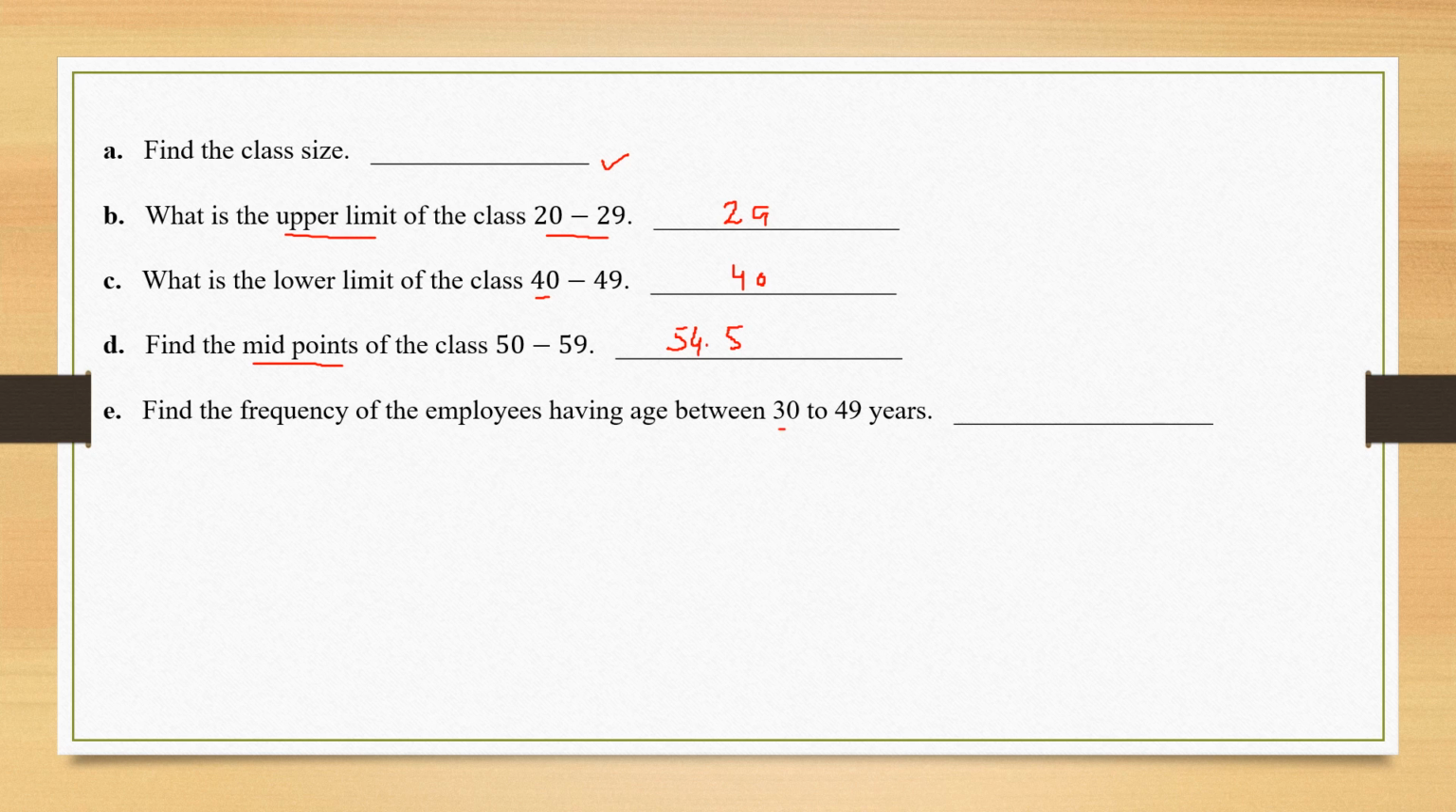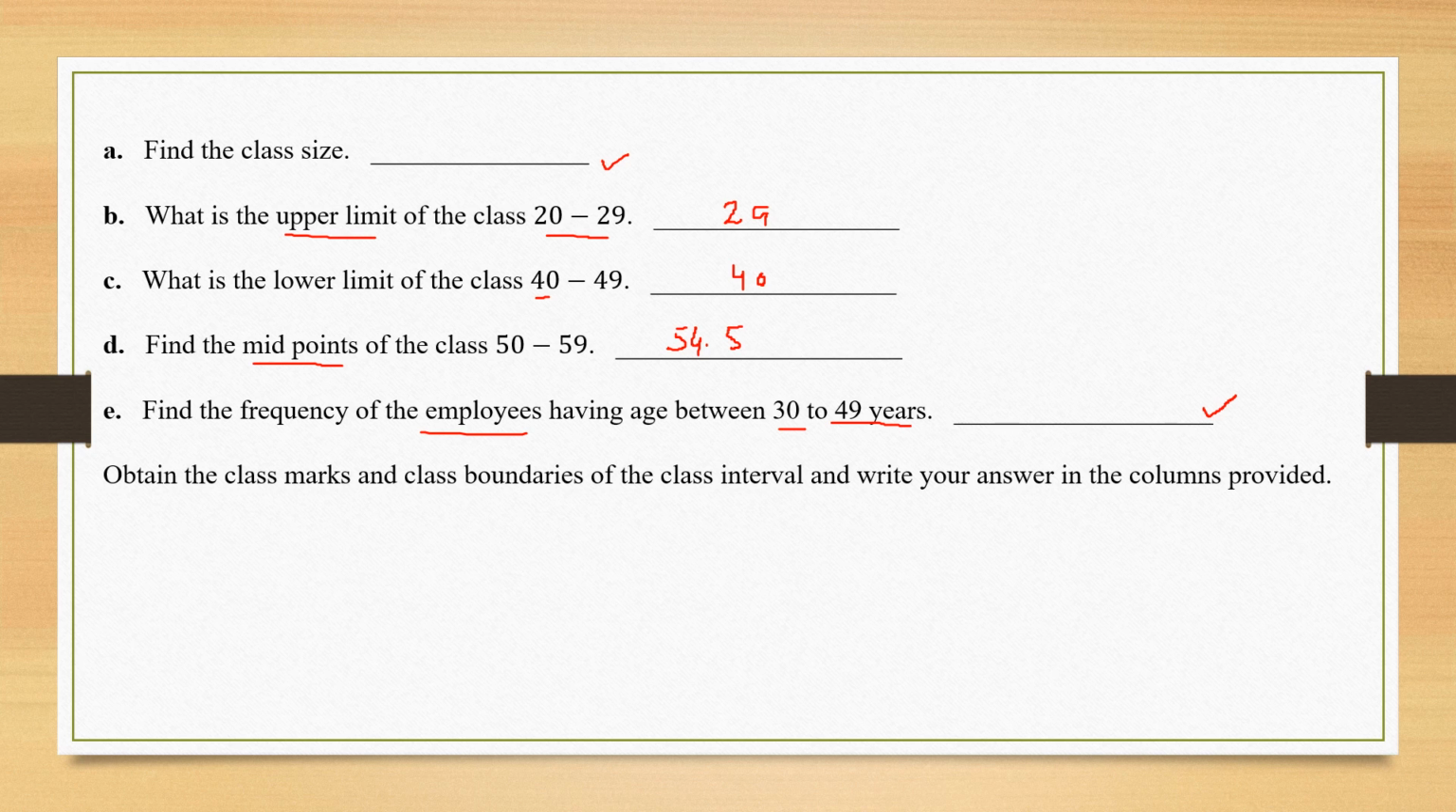So this is the question. We need to find the number of employees having age between 39 to 49 years. Look back to the frequency distribution table and count how many numbers are there between 39 and 49, and write down the answer here. Already we have found the class boundaries and class interval.